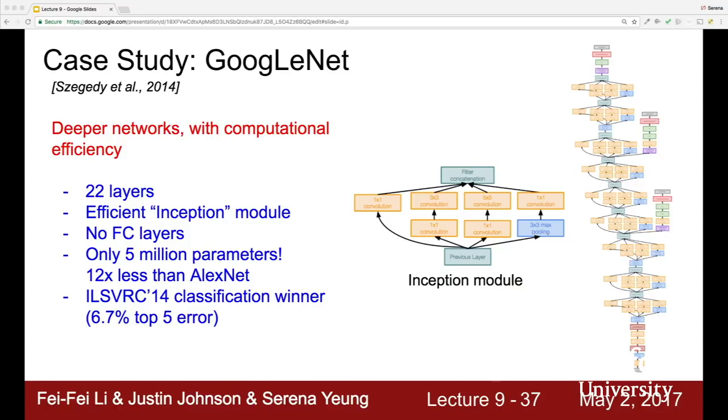There are also no fully connected layers in this network, so they got rid of that and were able to save a lot of parameters. In total, there are only 5 million parameters, which is 12 times less than AlexNet, which had 60 million, even though it's much deeper now. And it got 6.7% top 5 error.